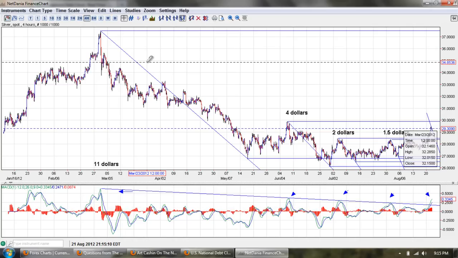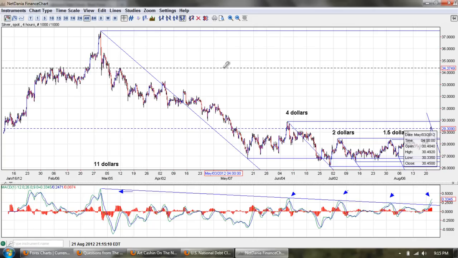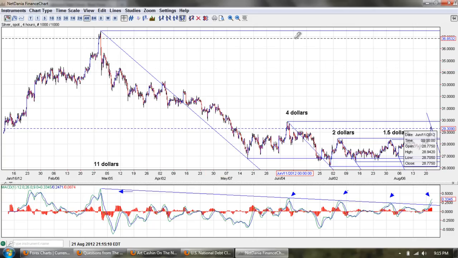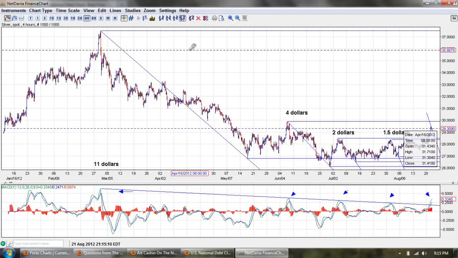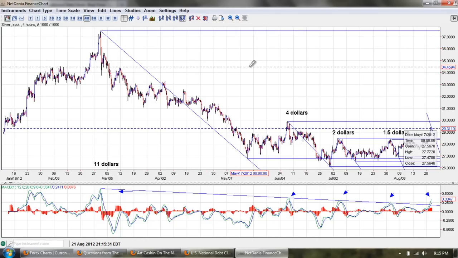This is the 4-hour chart of silver provided by netdania.com. You can click on the link below. Now, I've drawn out a fairly complicated scenario here, and hopefully I can explain it.